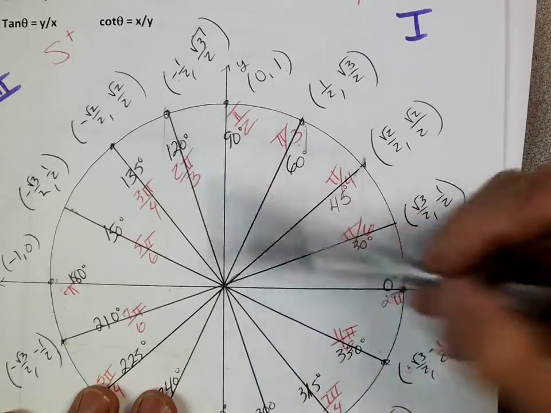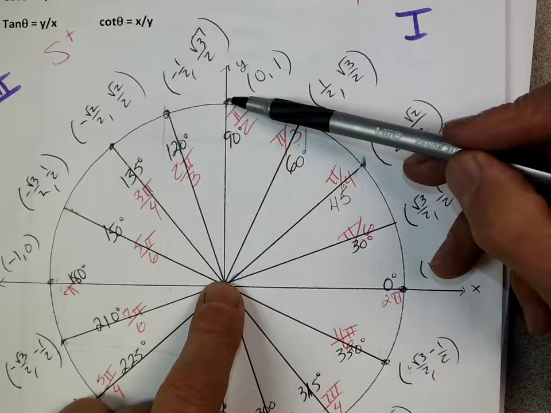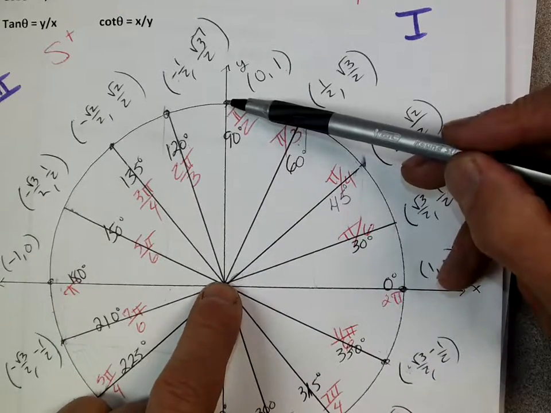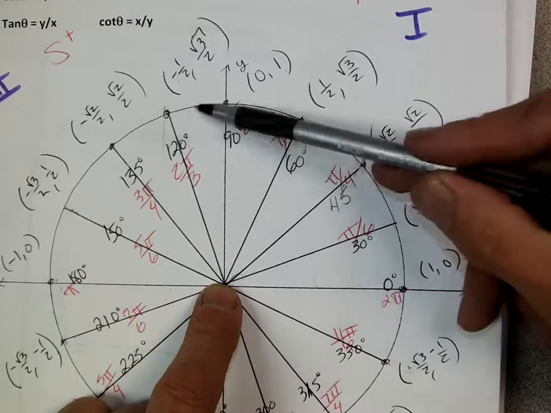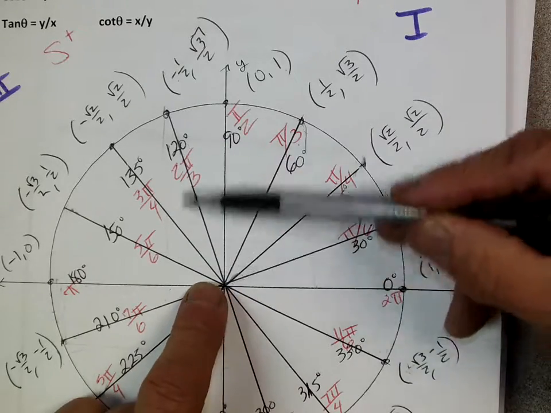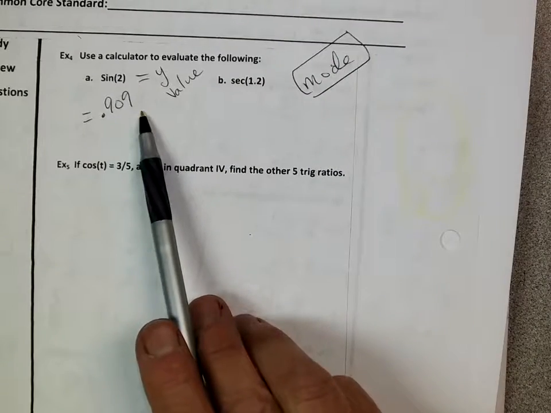I'm right about here. The length from here to here is 1. Agree? The length from here to here is 1. Correct? So at about this angle here, the length's a little less than 1, the height's a little less than 1. It's about 0.909.